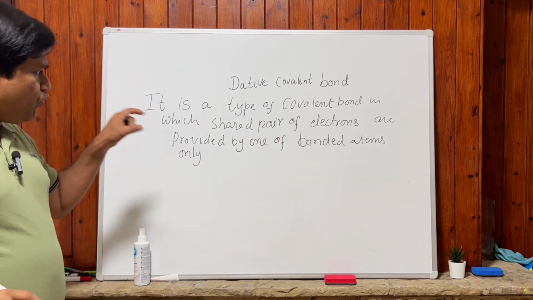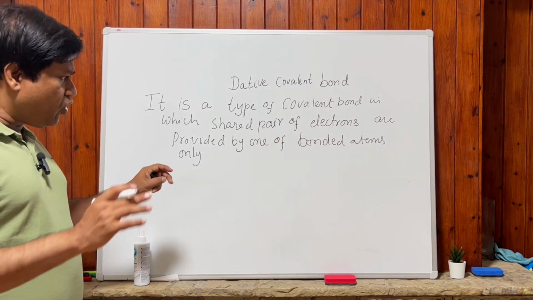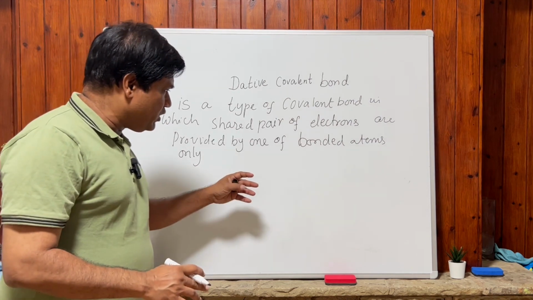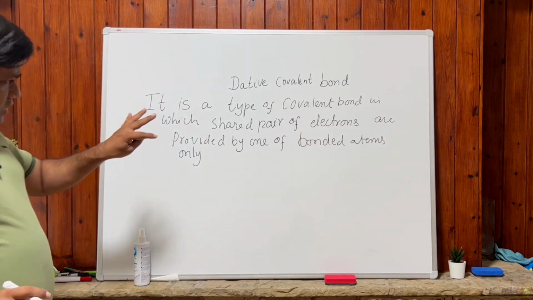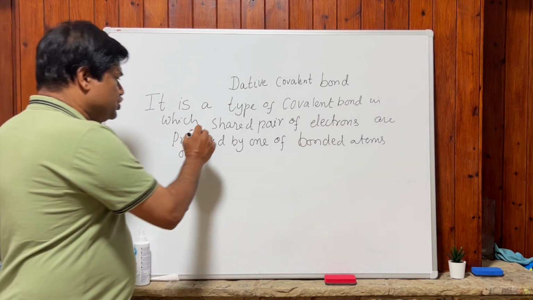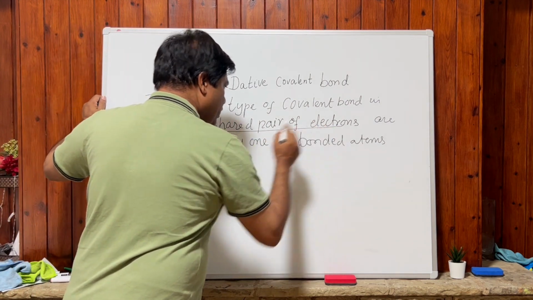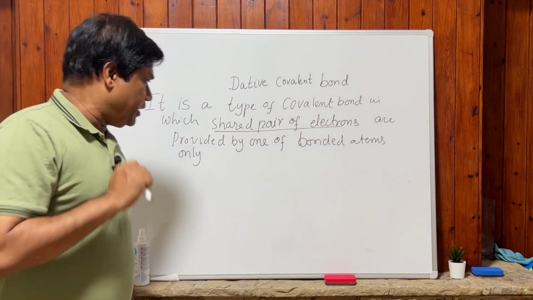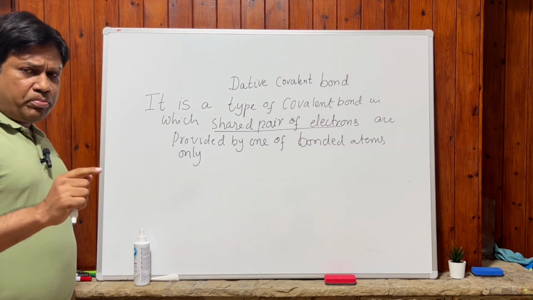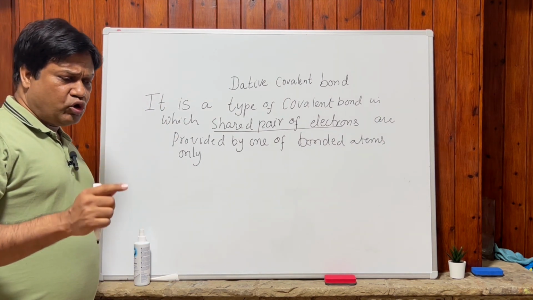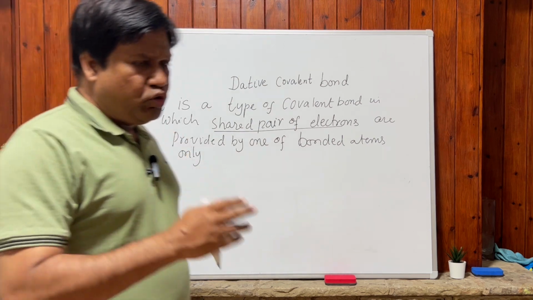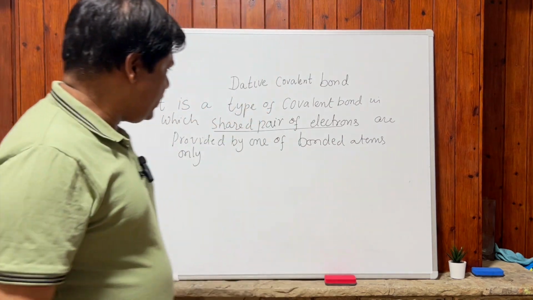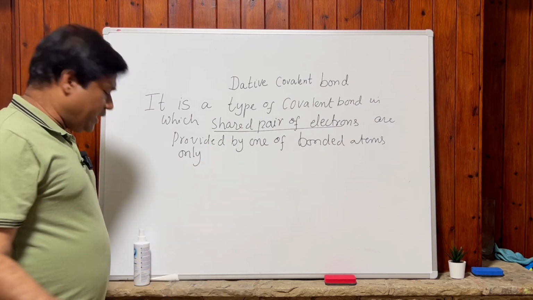In case of the covalent bond, sharing of electrons takes place between two non-metals. A dative bond is a type of covalent bond in which the shared pair of electrons is provided by only one atom having a lone pair. Lone pair of electrons do not participate in chemical bonding. That will help to make a dative bond.